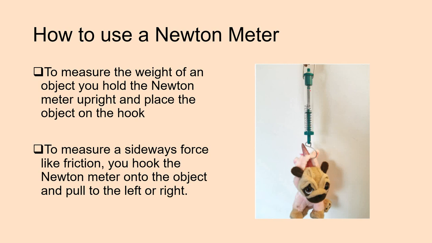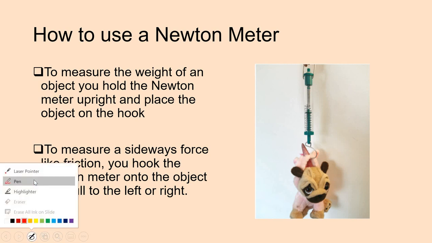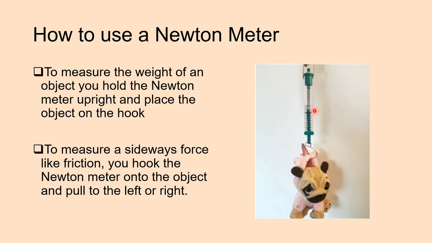If you can see this scale along here. There, see that bit easier. This scale here, the spring has stretched and we can find out the weight of this teddy. To measure a sideways force like friction, you hook the Newton meter, so this hook here, onto the object and pull it to the left or right and read the scale.